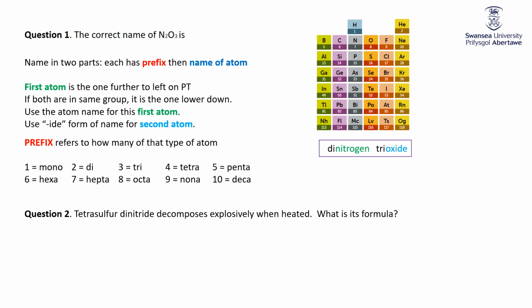Second one, tetrasulfur dinitride decomposes explosively when heated. Who really cares in this context? What's its formula? Well, we've obviously got sulfur and nitrogen. Tetra is 4, di is 2, so it will be S4N2 again.